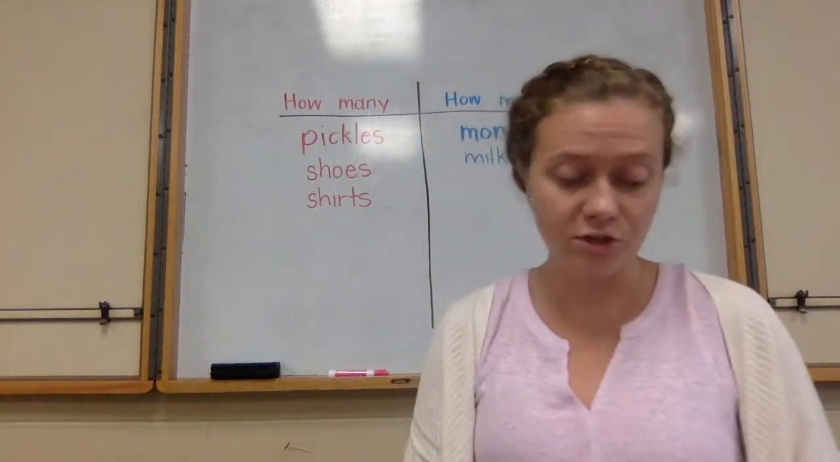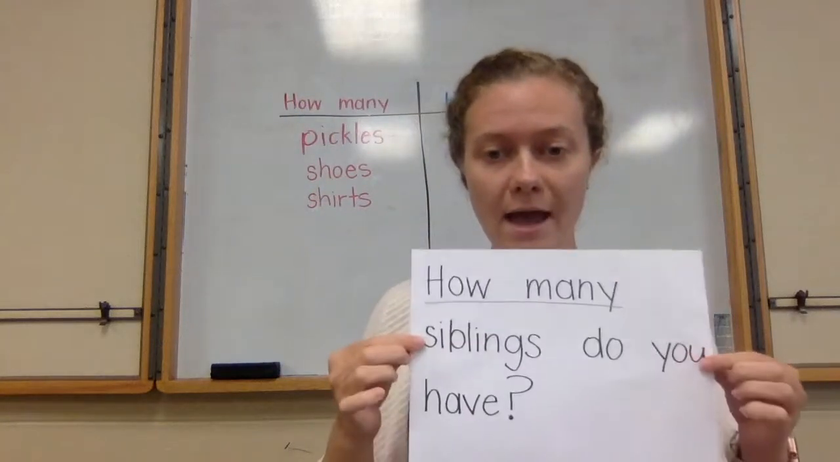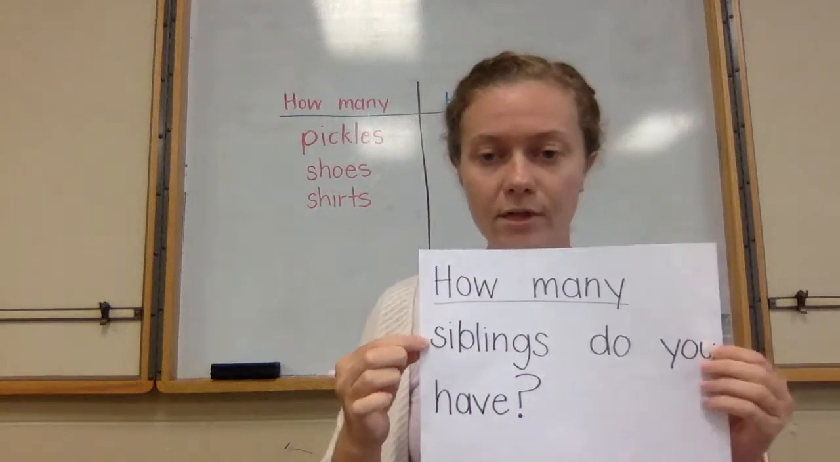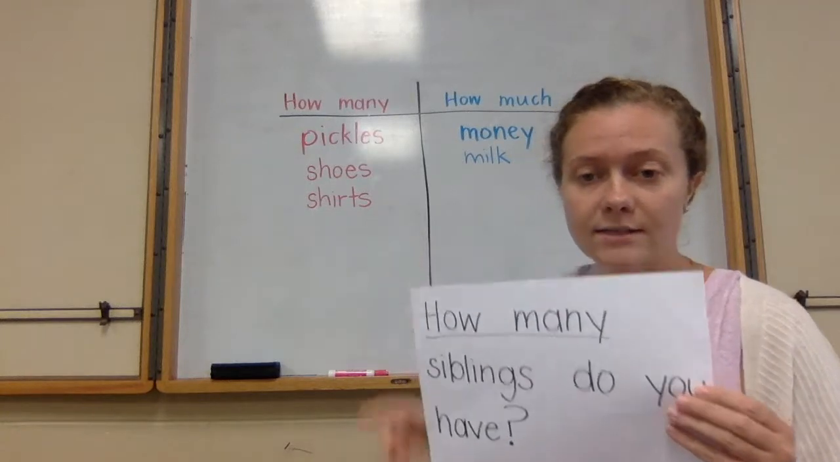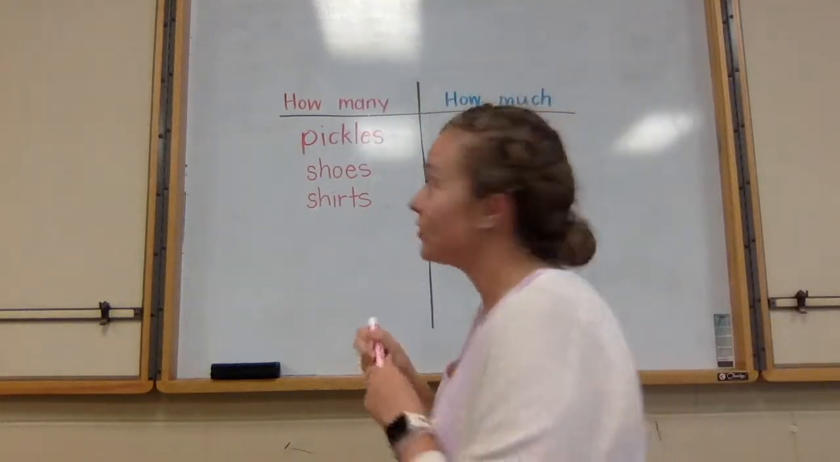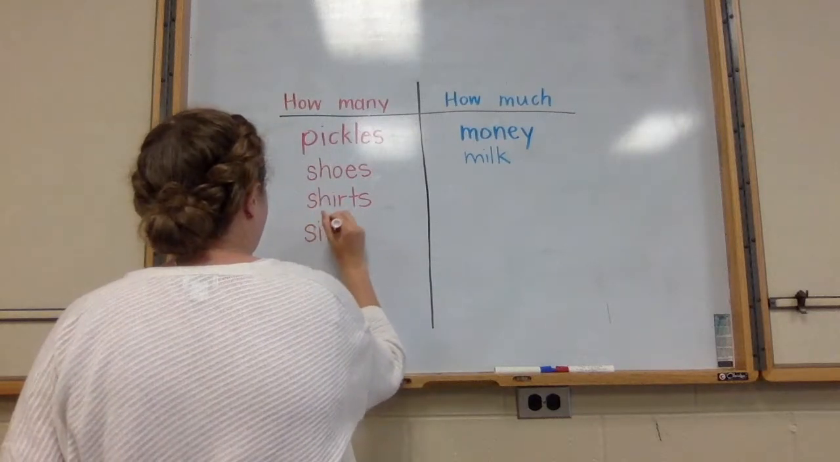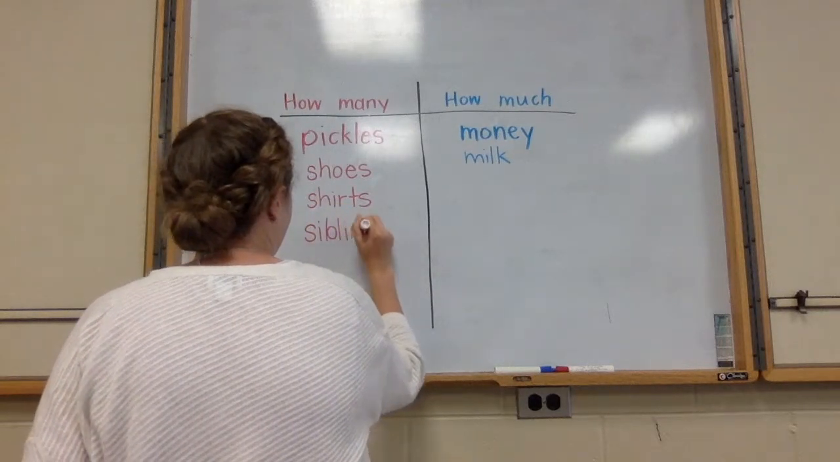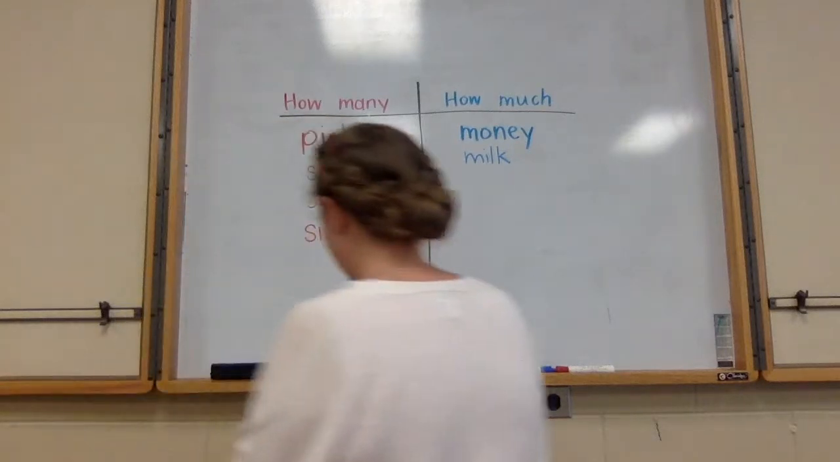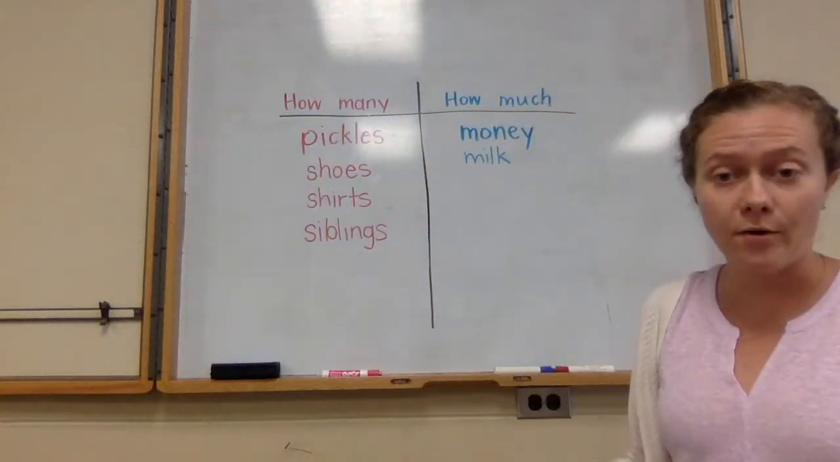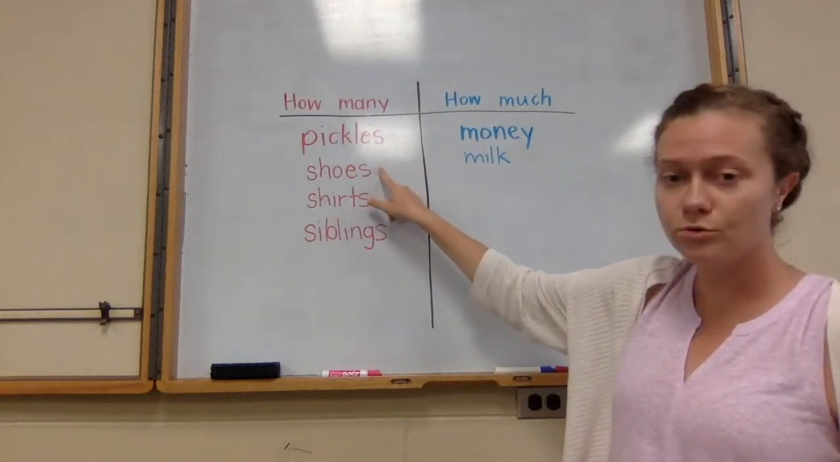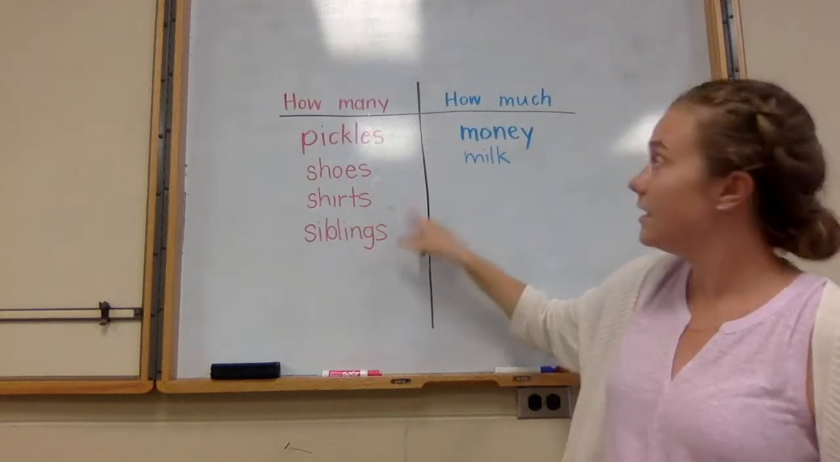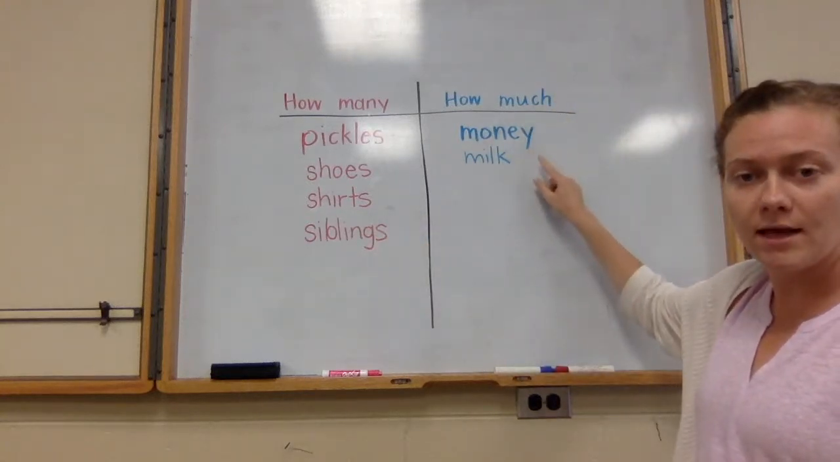Remember to pay attention to the noun. Our last one here says, how many siblings do you have? Our phrase is how many, and what is the noun in this sentence? Siblings. Perfect. So we're going to write siblings under how many. Now, if you're looking at our graph, how many? We have pickles, shoes, shirts, and siblings. How much? We have money and milk.